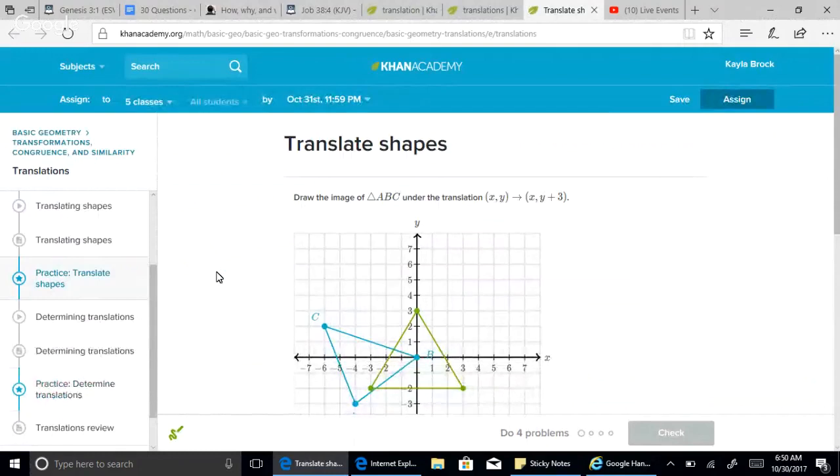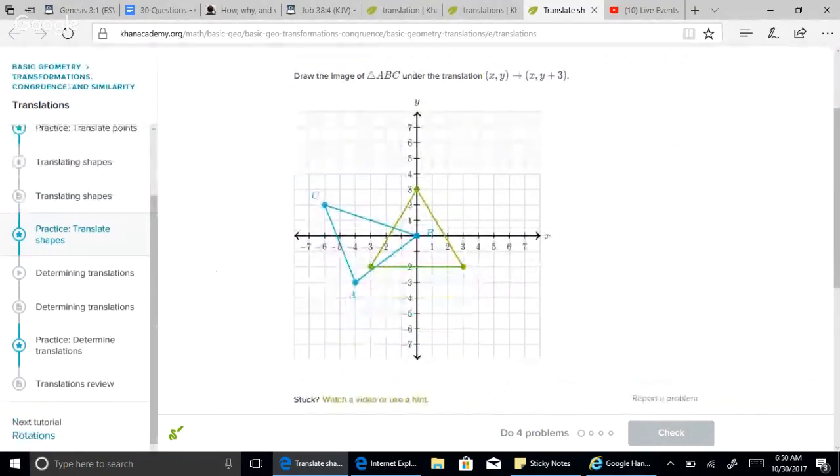Now, draw the image of ABC under a translation. It starts out (x, y) and it ends at (x, y + 3). So we have our original triangle, which is right here. And we want the X to stay the same. We just want it to be y plus 3. So let's consider how that's going to look, okay?